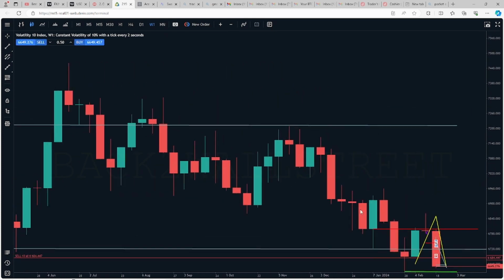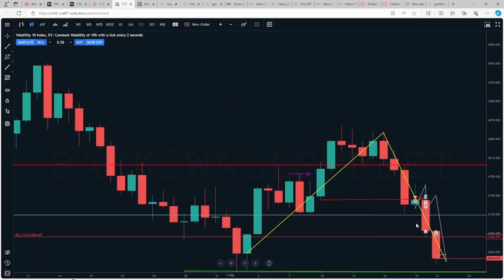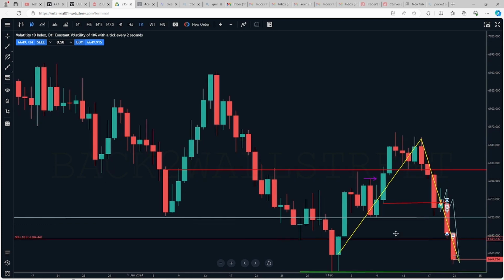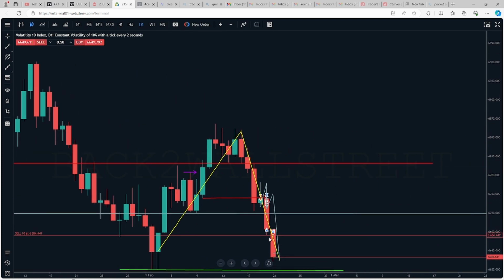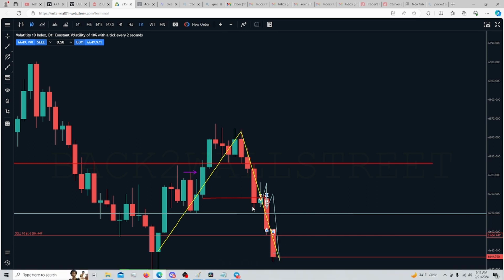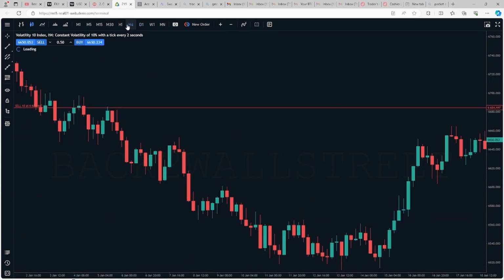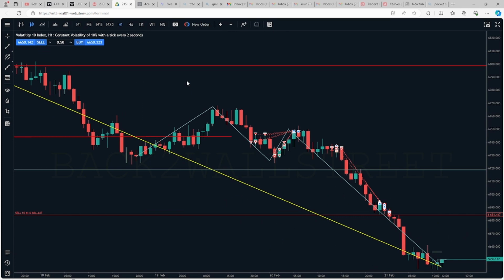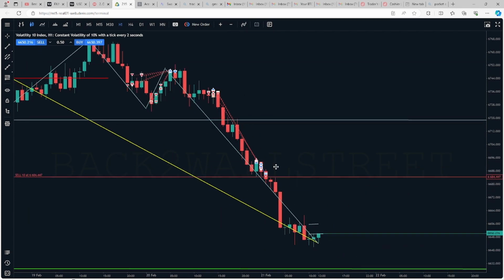Not just yet. But then that's when we can go to the daily, because I mean the daily should have a gap there, and it does. So what that means is price could potentially liquidate, push up, and then continue down. But I do wish for it to keep going lower. So that is my analysis for right now.